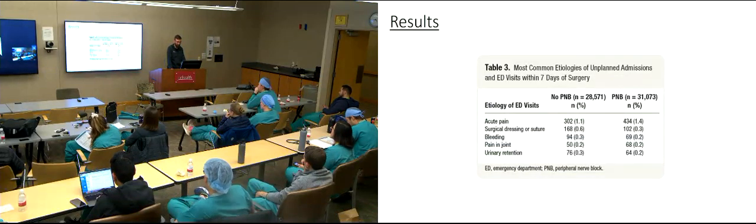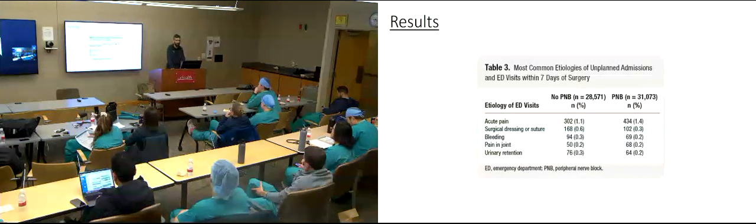What was missing out of table 2? Okay, why are they coming back, right? That's what this is addressing. So what's the summary? Why do they come back? Basically, predominantly for acute pain and then surgical site evaluation. Okay, so presumably nerve blocks don't have anything to do with that. That's surgical dressing or suture.